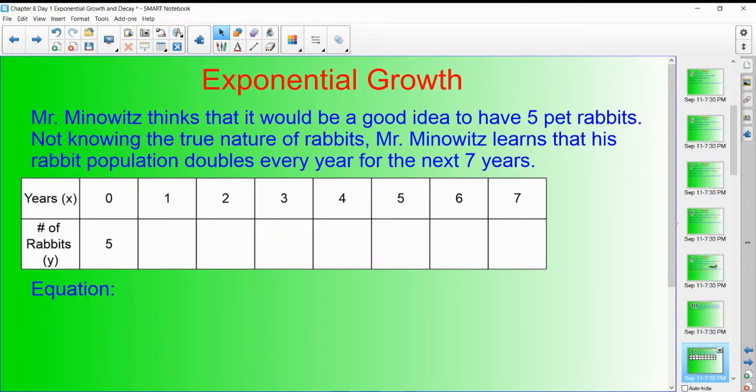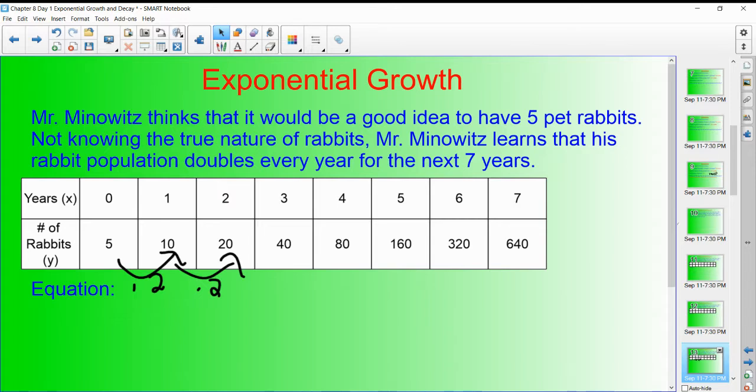So we're going to take a look at this table. At year 0, I start off with 5 rabbits. And then after a year, my population doubles. And then that population doubles. And that population doubles. And that population doubles. So I continuously multiply by 2 every time. I'm not adding the same amount of rabbits, I'm multiplying by 2. So it's constant multiplication. And after 7 years, I have 640 rabbits, assuming they didn't die or run away.